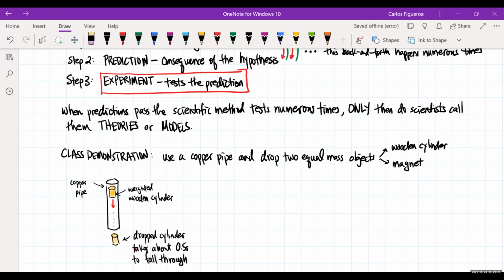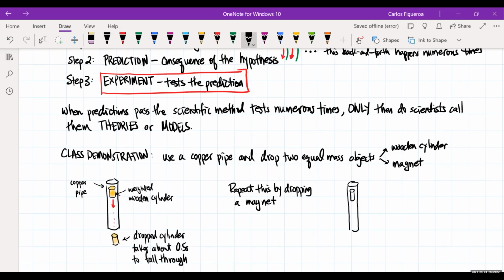Okay, so it takes half a second to fall through. Now, what we're going to do here is repeat this by dropping a magnet. Remember, it has the same weight. So now the only difference here is that, again, I have my copper pipe, but now I have my magnet.